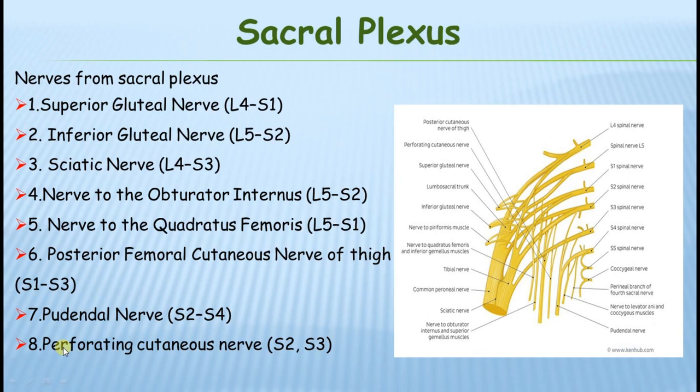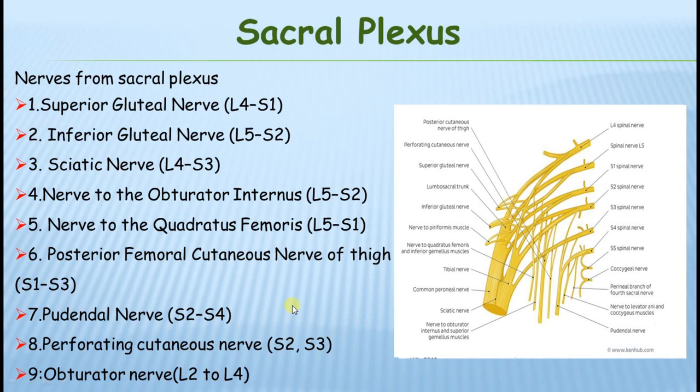So barring the pelvic branches which we have seen, that is the nerve to the levator ani and coccygeus, piriformis, perineal branch of S4 nerve, pelvic splanchnic nerves and pudendal nerve. So exclusive of those 5 nerves, these 7 nerves are superior gluteal, inferior gluteal, sciatic, nerve to obturator internus, nerve to quadratus femoris, posterior femoral cutaneous nerve of thigh and perforating cutaneous branch.